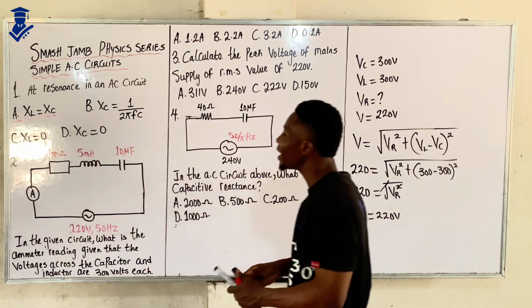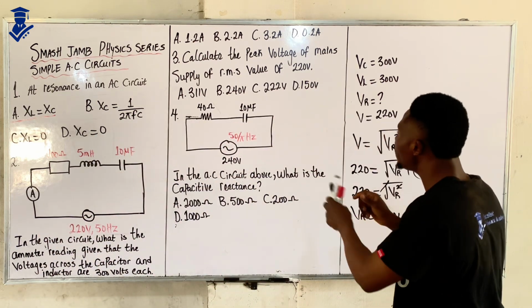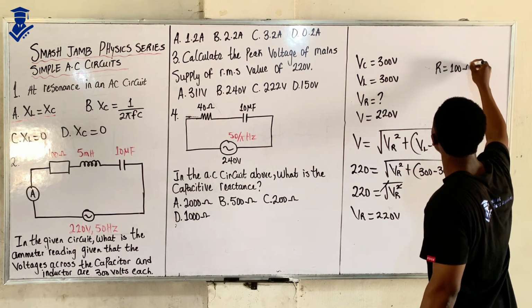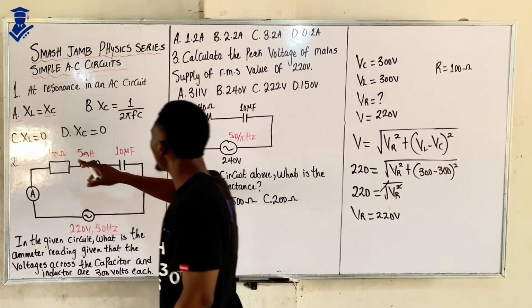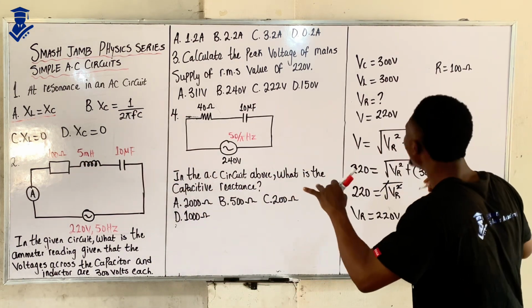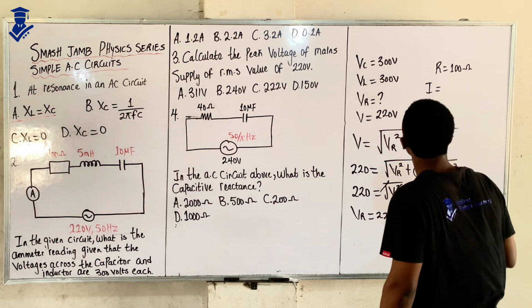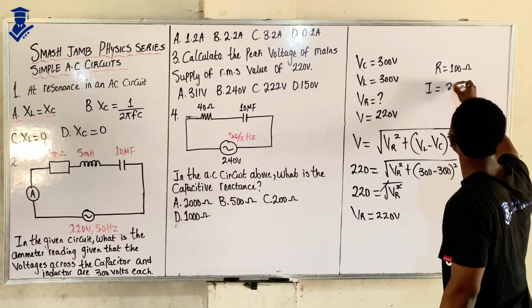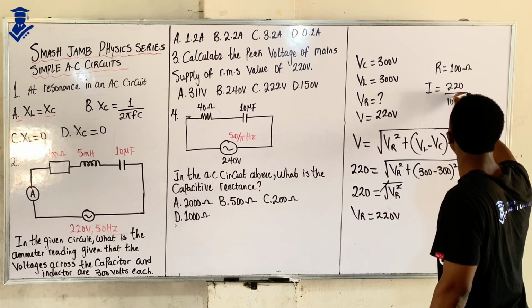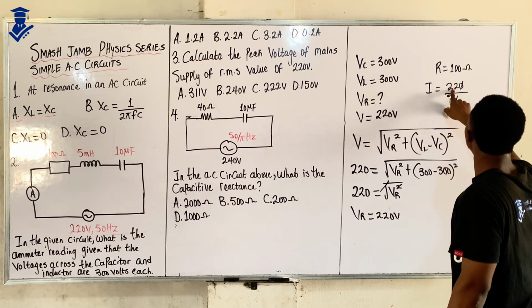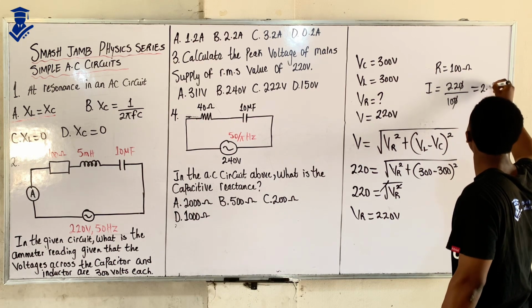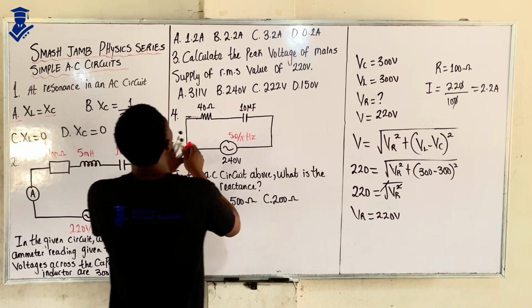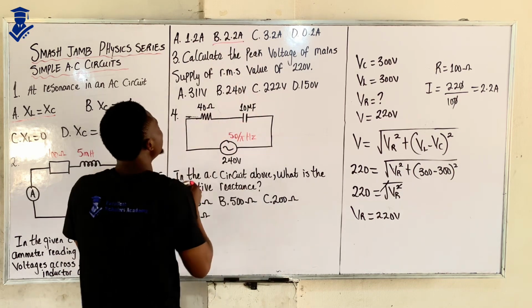Now we have to find the ammeter reading. The value of the resistor in this RLC circuit is 100 ohms. So the ammeter reading, which is the current, is simply going to be V over R, the voltage of the resistor over R. So it's 220 over 100. This 0 takes away this 0. 22 divided by 10 gives us 2.2 amperes. That is option B. So option B is our answer.